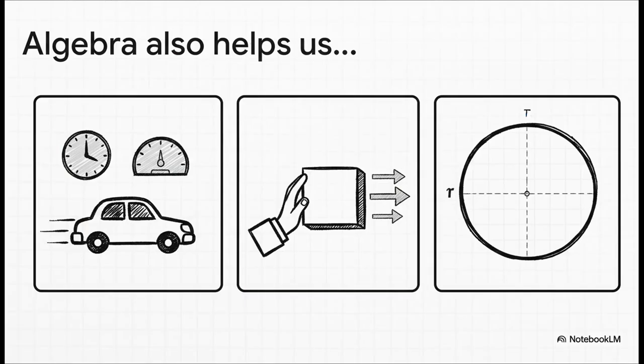And it's everywhere else, too. You want to calculate how far a car is going to travel? That's algebra. Figuring out the force needed to move an object, a total cornerstone of physics? Yep, that's algebra. Finding the area of a circle. You already know the answer. These formulas are basically the language we use to make sense of the physical world.